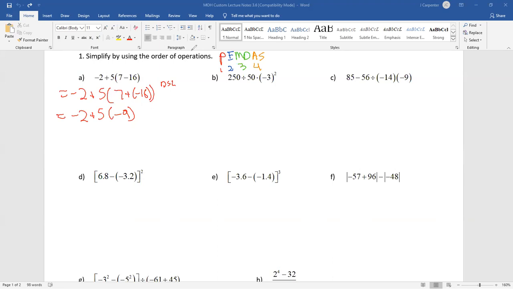Okay, so the parentheses are all gone. Oh, but there's a parentheses here. It doesn't count. Remember, it only counts if there's stuff to do inside of it. -9, that's not stuff to do. So the parentheses are done. Next up, we have our exponents. Well, there are none. So next up are the multiplication and division.